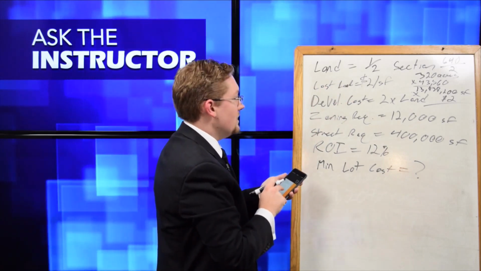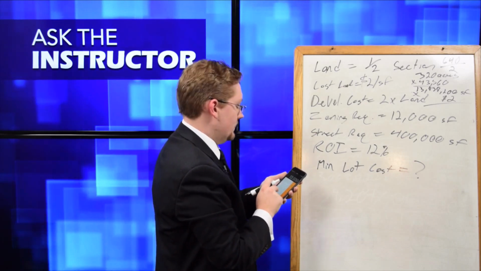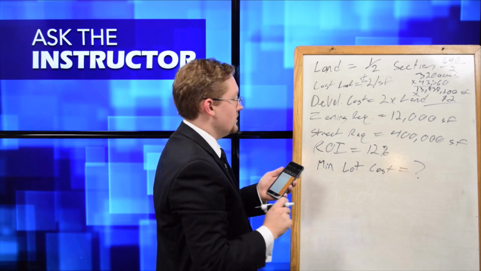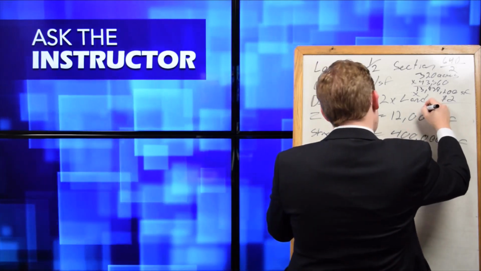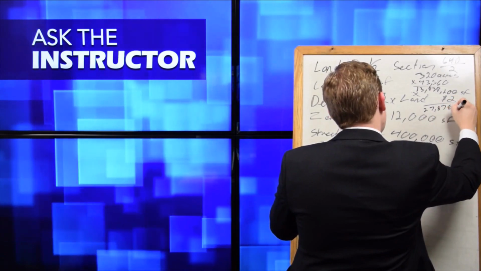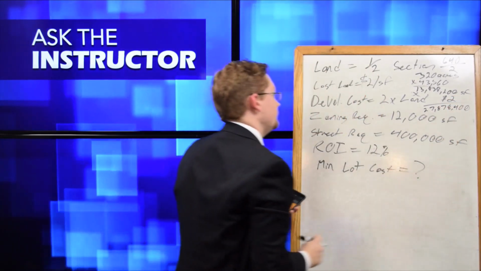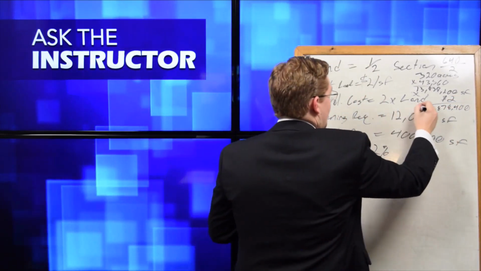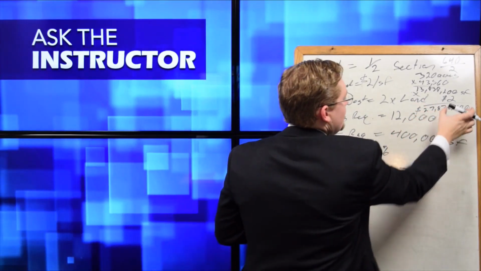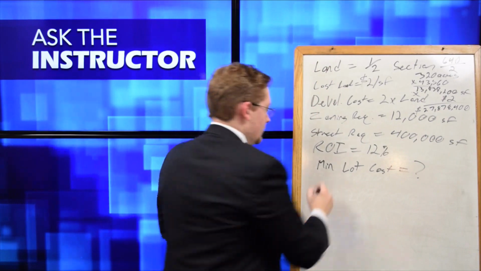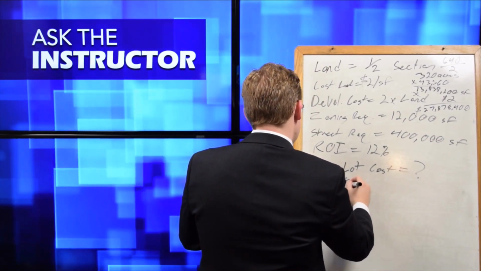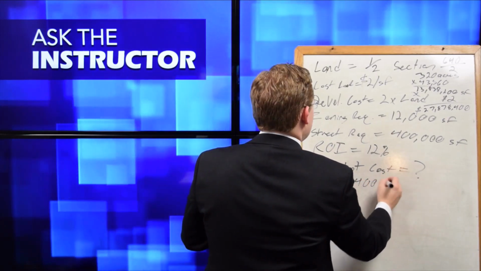So we're going to take our 13,939,200 square feet, multiply that by $2 a square foot, and we end up with $27,878,400. Now we have dollars. So that is the total cost of our land, $27,878,400.